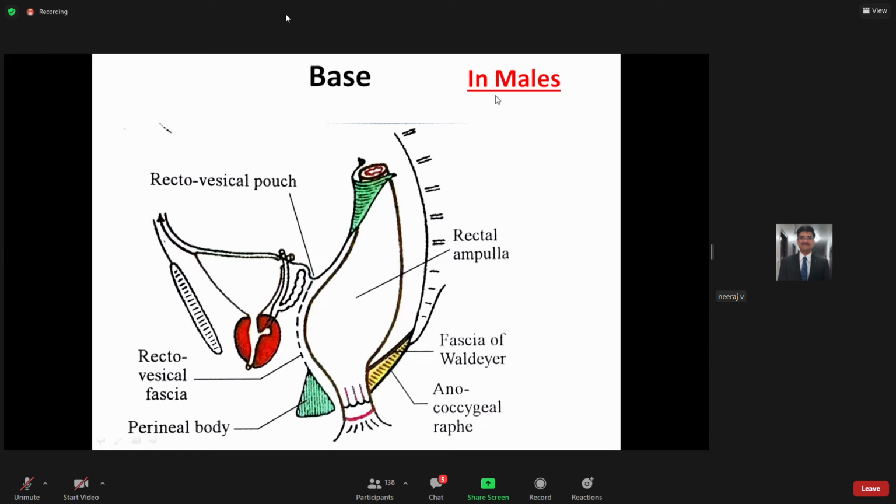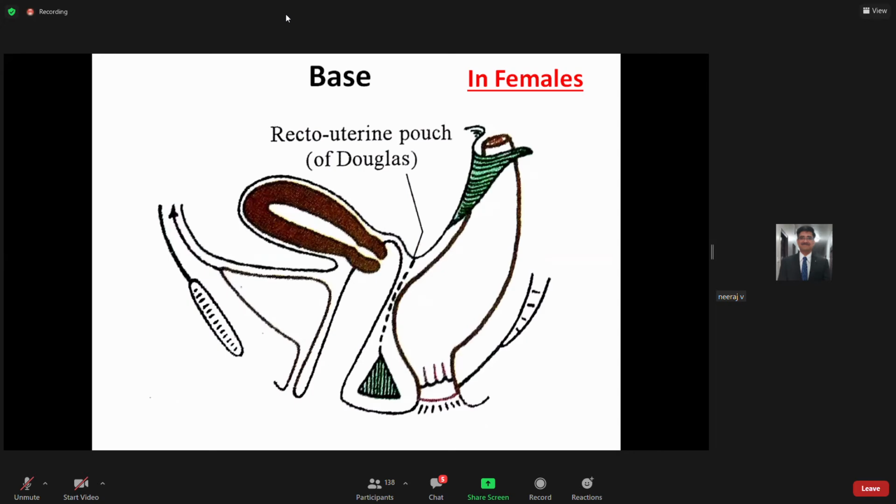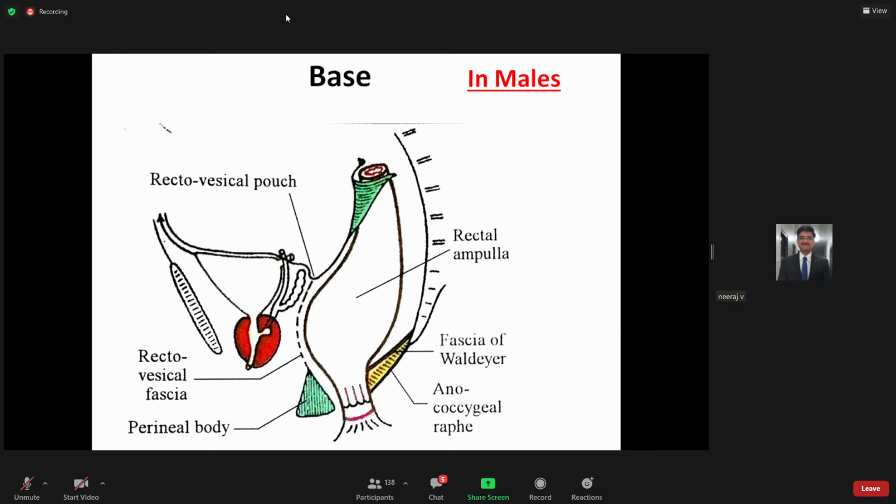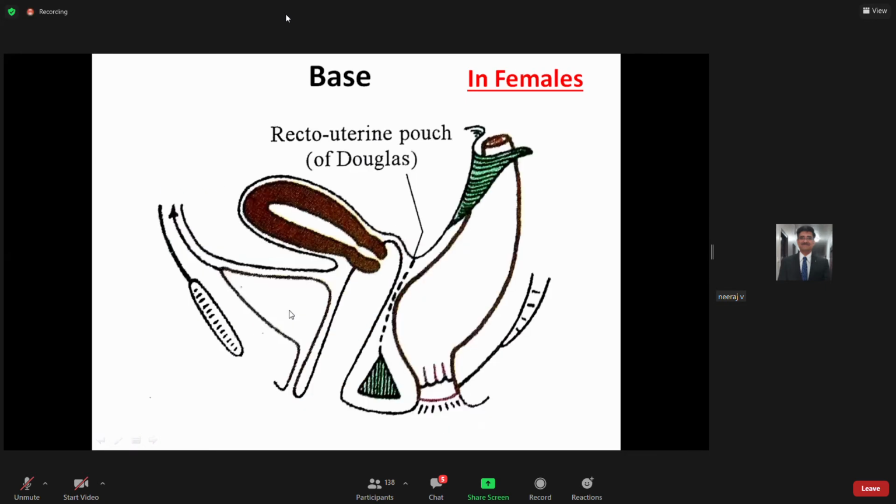So in the case of male and female, the base has a different relation, which I will be showing you, and I will give more explanation when we talk about the peritoneal relation. If you look at this picture, here we have the seminal vesicle and the vas deferens, which lie in relation to the base of the bladder in the case of a male. While if you look at this picture, in the case of female, the base of the urinary bladder, which is here, lies in relation with the lowermost part of this organ, which is the cervix over here.